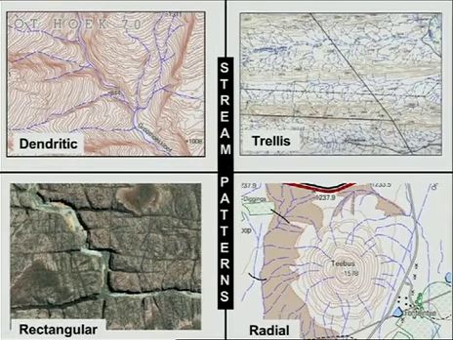Now, have a look at this. Remember, what did we say about the dendritic? Looks like a tree. Have a look at that, okay? So this will have our uniform rocks here.